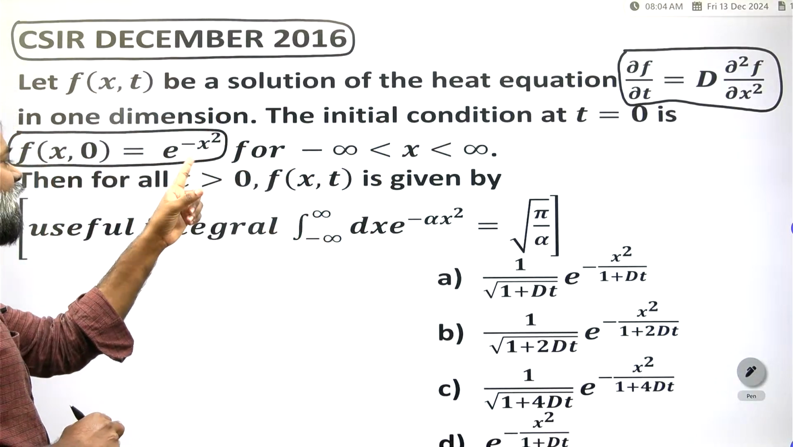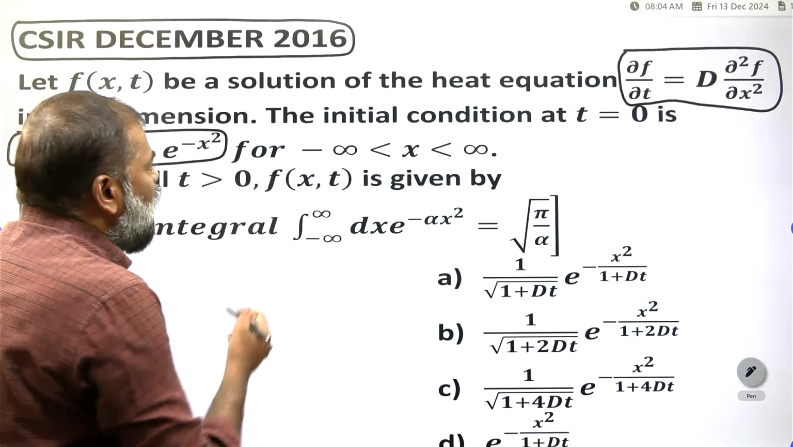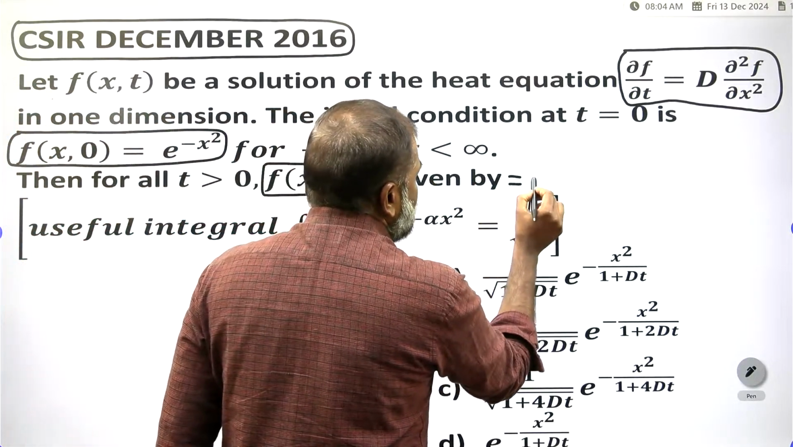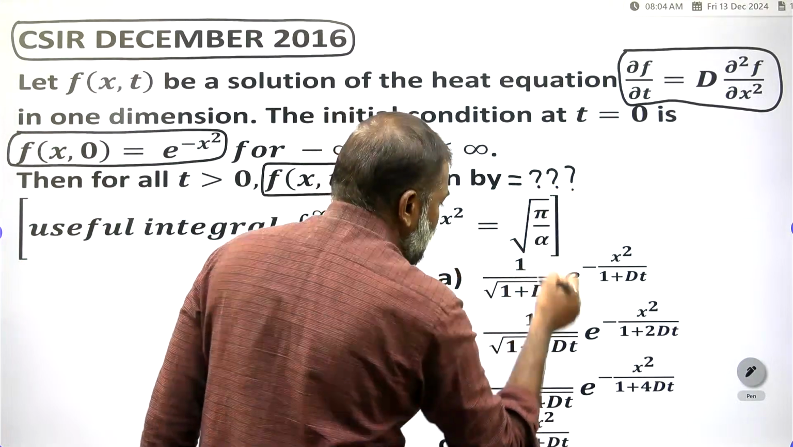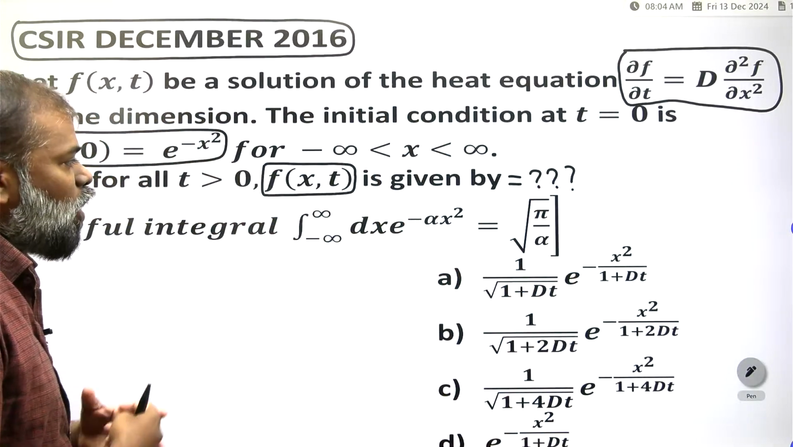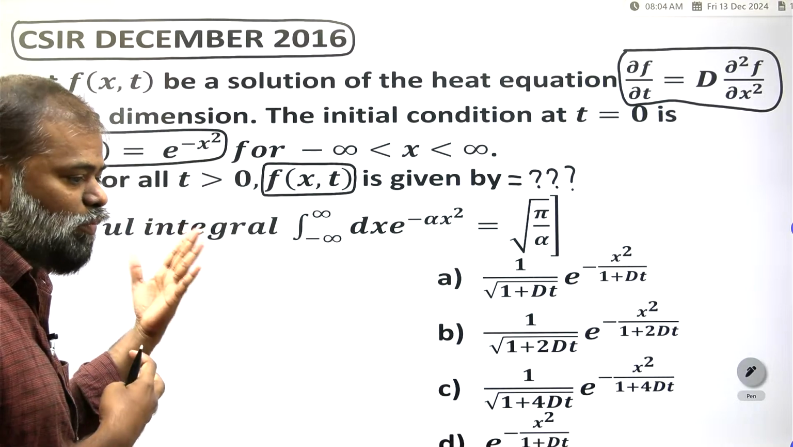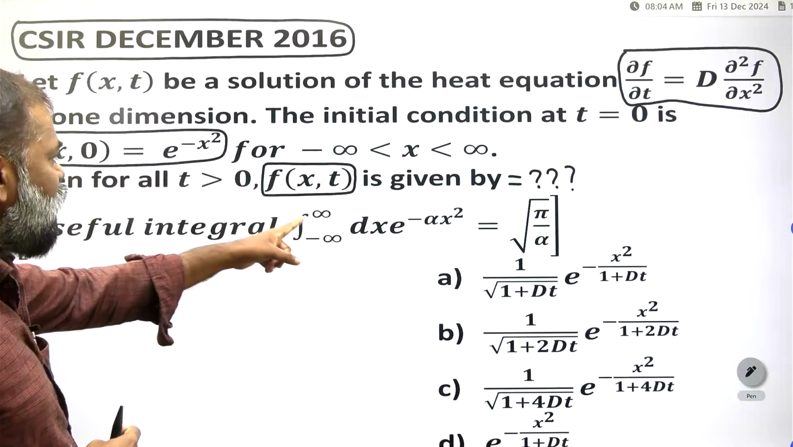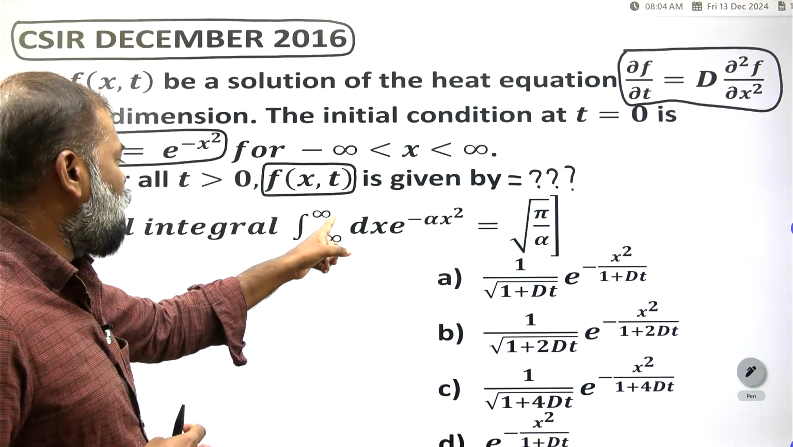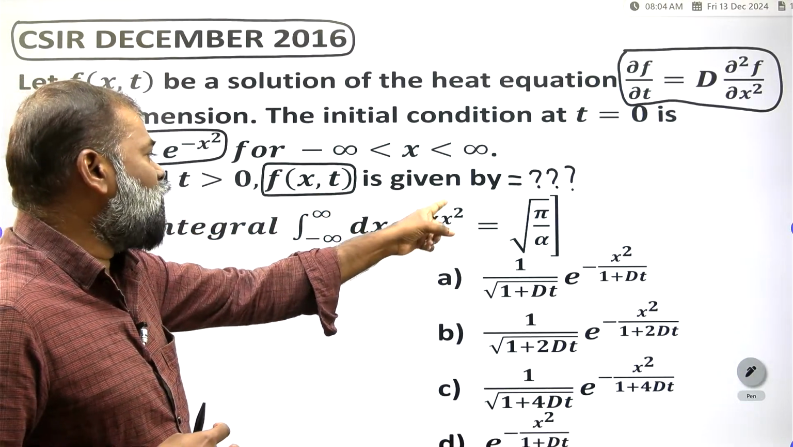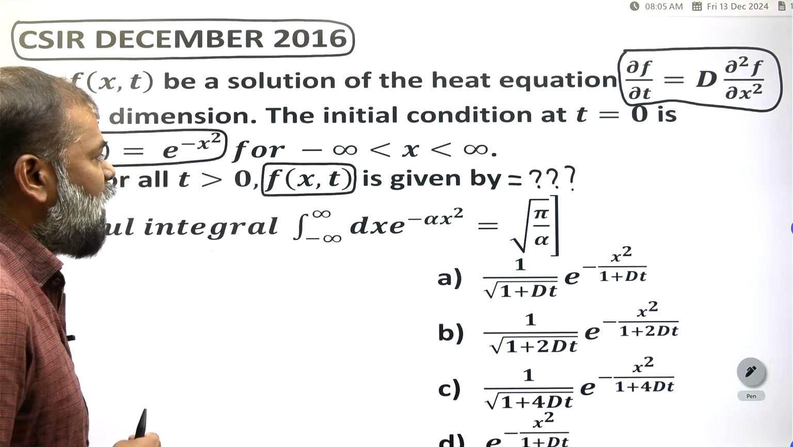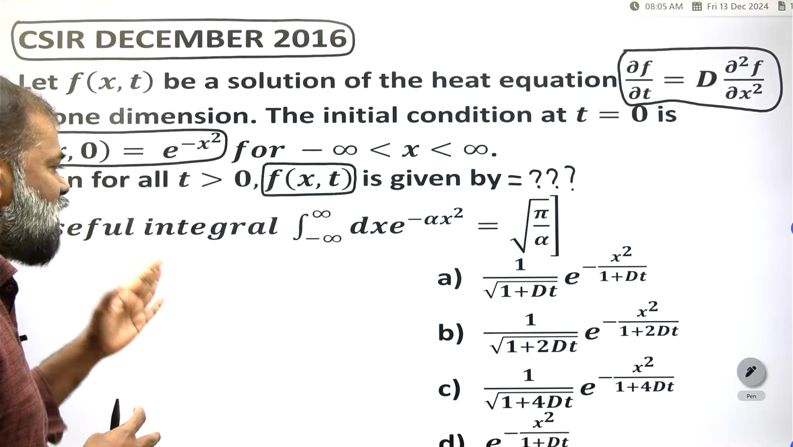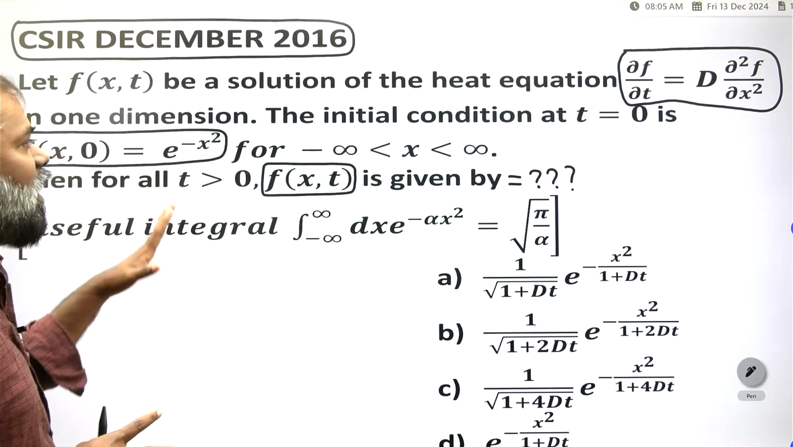Then for all t greater than 0, f of x comma t is given by, how much, they are asking. They are giving the answer options also here. So once we solve, after taking the solution, we have to find the answer. Use the integral: integral from minus infinity to plus infinity dx e power minus alpha x square is equal to root pi by alpha. You have to use this integral. Based on this integral, we have to solve.